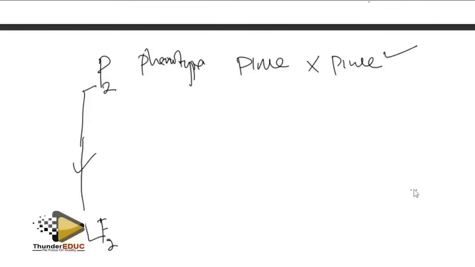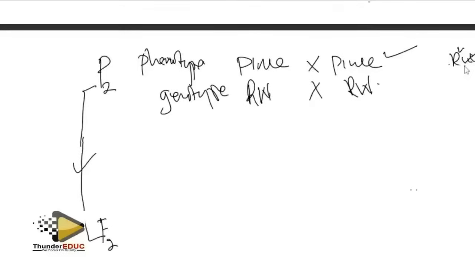Now, they are saying that white is capital W and red is capital R. Therefore, pink is going to be capital R, capital W, or capital W, capital R. It's the same thing. So it's going to be capital R, capital W, crossing with capital R, capital W. But this is the genotype. See, now you get another tick. Then meiosis will take place, and then you have capital R, capital W, capital R, capital W.